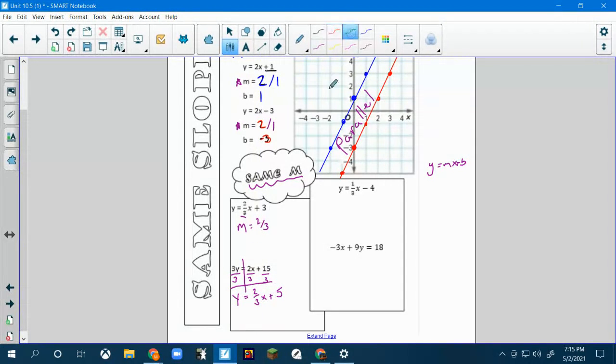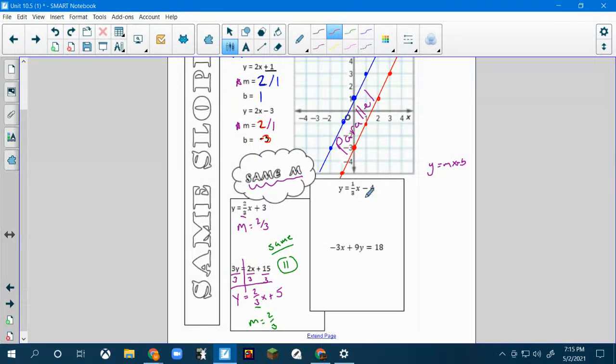What is the slope of our second line? The number before the x equals 2/3. Are they the same slope? They are the same. If they are the same, that means they are parallel lines. That's the symbol for parallel. Let's try another one.